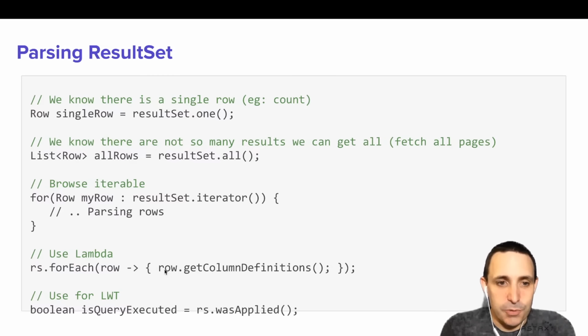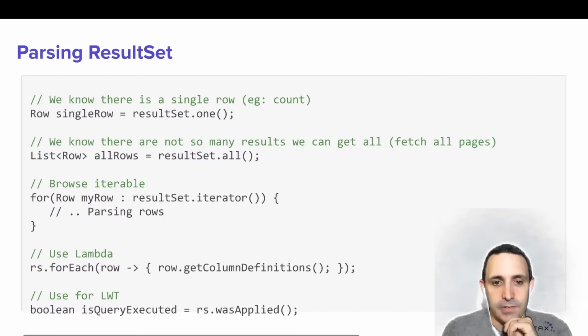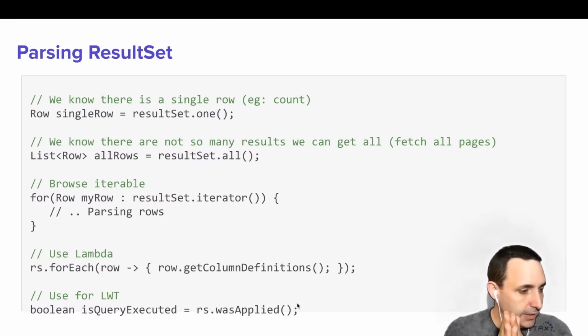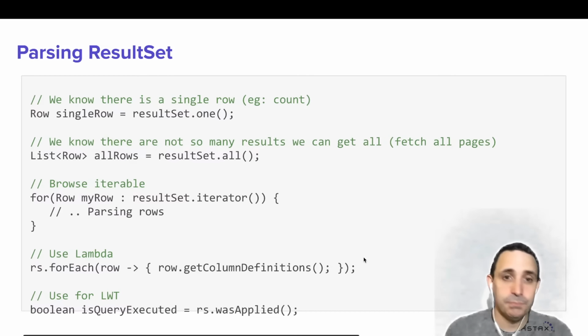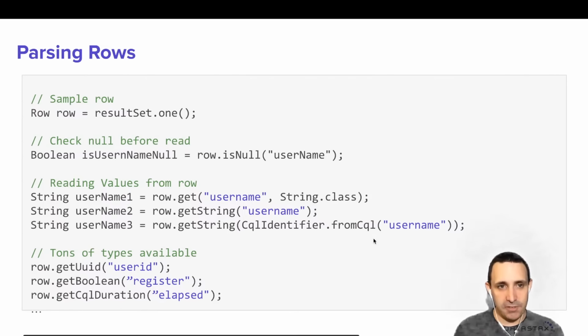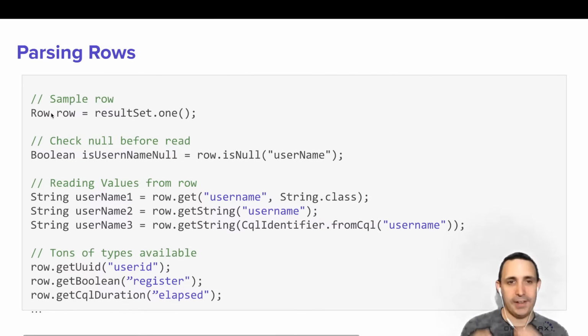Iterator, and you can of course use lambda, and was applied. Okay, it's just metadata of the query. Okay, moving forward. Parsing the row. Okay, you get the row, one record.